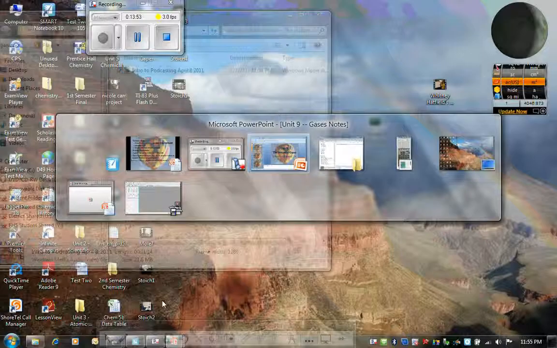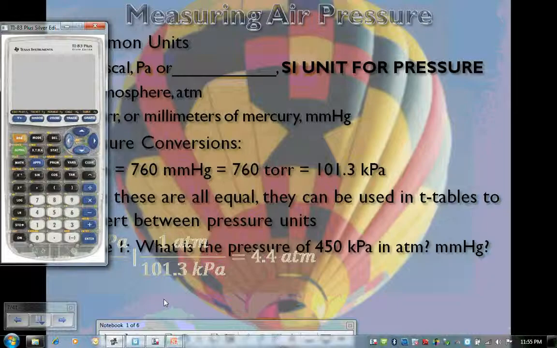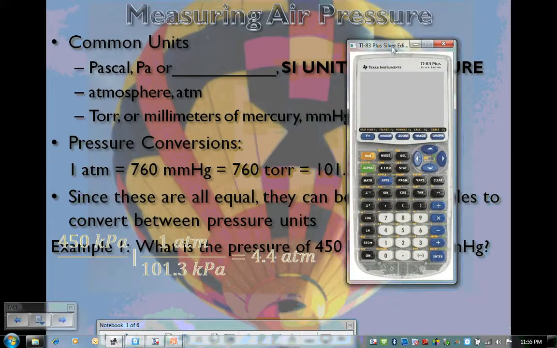I'd like to show you that on the calculator so you can see what numbers I got. So we started with, let's scoot this over. Oh, turn on your calculator. Don't you hate it when you go through all your steps in the calculator and it wasn't even on and you pushed all those buttons for nothing? 450 divided by 101.3. And then I get all of these numbers.